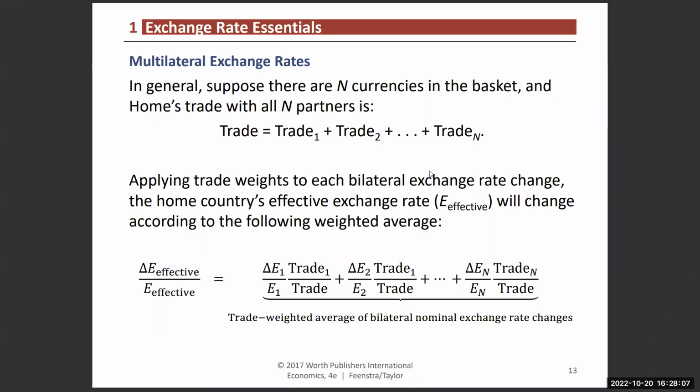So in this case, we would have the trade, and this is the sum of the trade with our trading partners, and then we establish what is the share of country 1 in whole trade, what is the share of country 2 in trade, what is the share of country N in trade, and what is the change in exchange rate. Okay, the nominal exchange rate, and then we can calculate the change of the effective exchange rate.